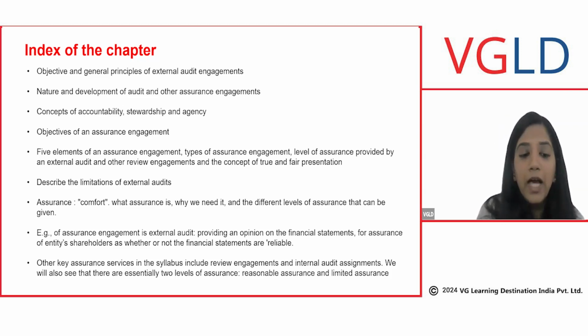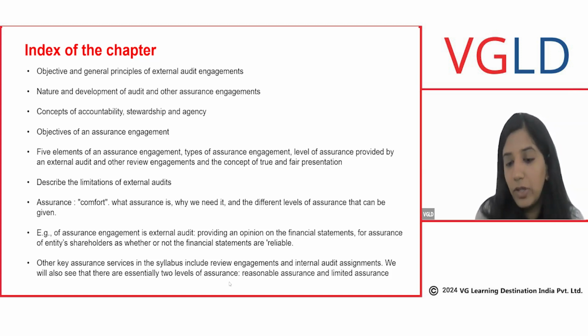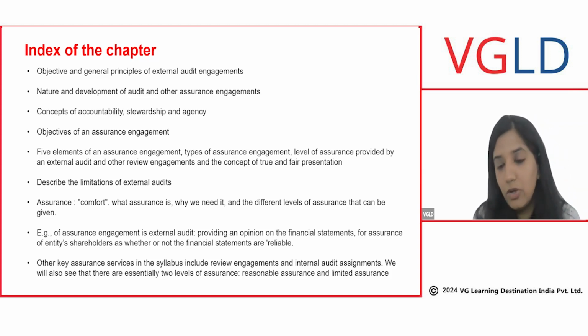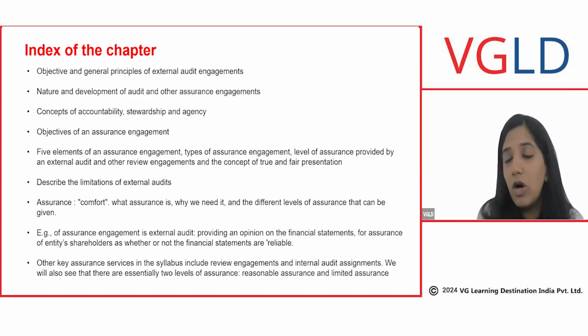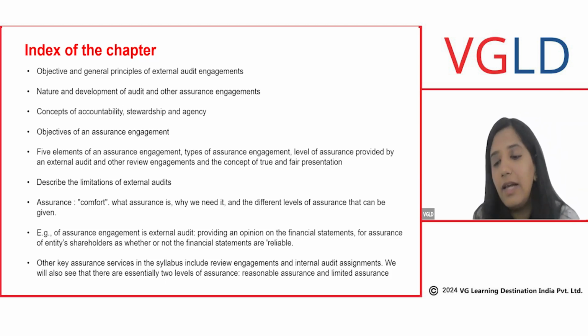We will also see that there are essentially two levels of assurance: reasonable assurance and limited assurance. While reasonable assurance is not something that you say is 100% correct, there is another level which is limited assurance, जो उससे भी थोड़ा कम level of assurance देता है.